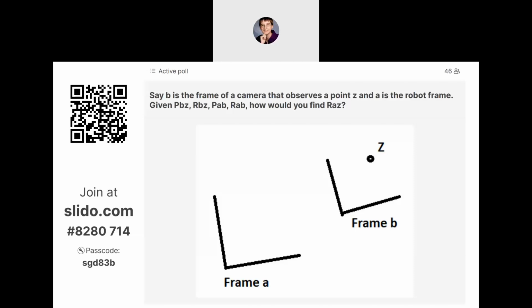What I'm going to do is download the slides, and then in the notes for each slide, I'm going to put the answer. Those will be posted on Canvas.